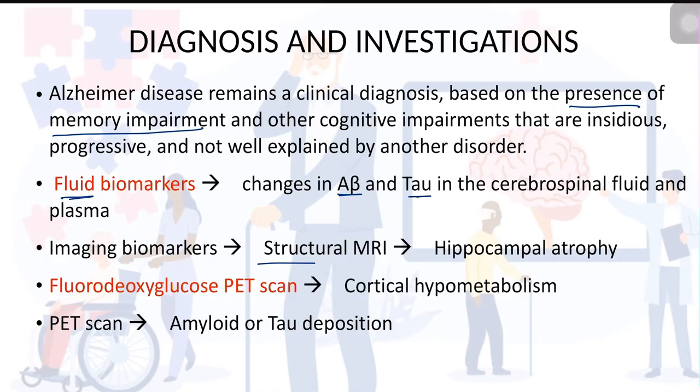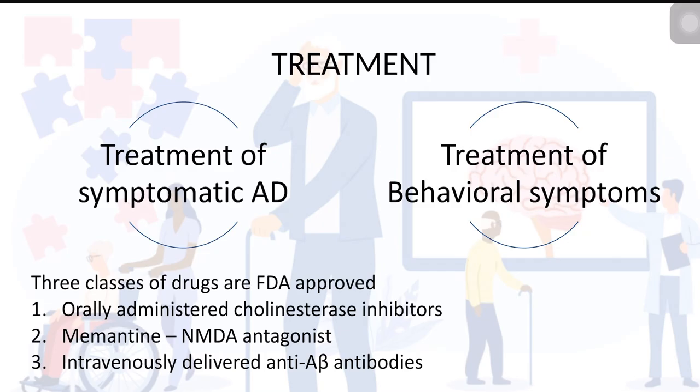Second is structural MRI, where we have to look for the atrophy which is happening due to decreased ACh. Then fluorodeoxyglucose PET scan, where we have to look for cortical hypometabolism, and PET scan, where we have to look for amyloid or tau deposition. Coming to the treatment part, it is based on two modalities. One is the treatment of symptomatic AD, and next is the treatment of the behavioral symptoms.